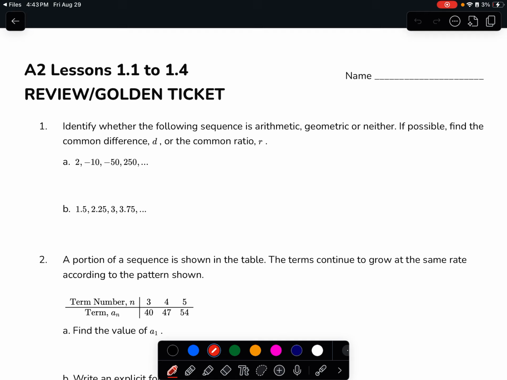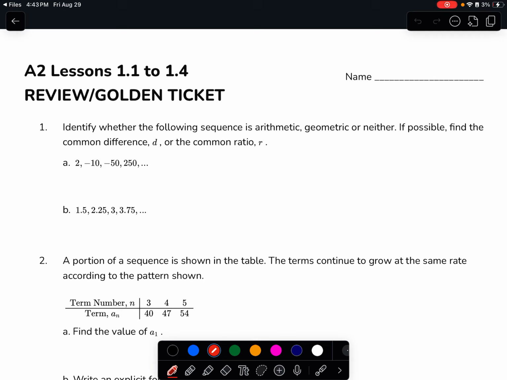First question, identify whether the following sequence is arithmetic, geometric, or neither. If possible, find the common difference D or the common ratio R. So for the first problem, we'll look. We go from 2 to negative 10, and then from negative 10 to negative 50, and from negative 50 to a positive 250.